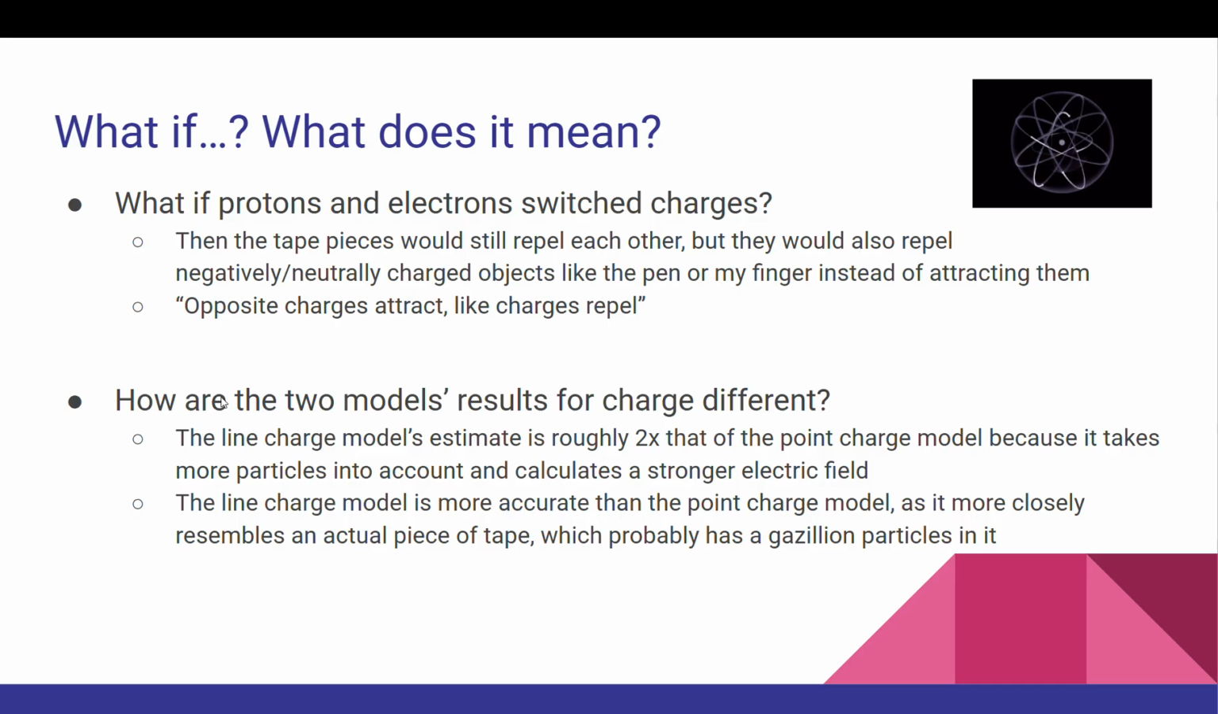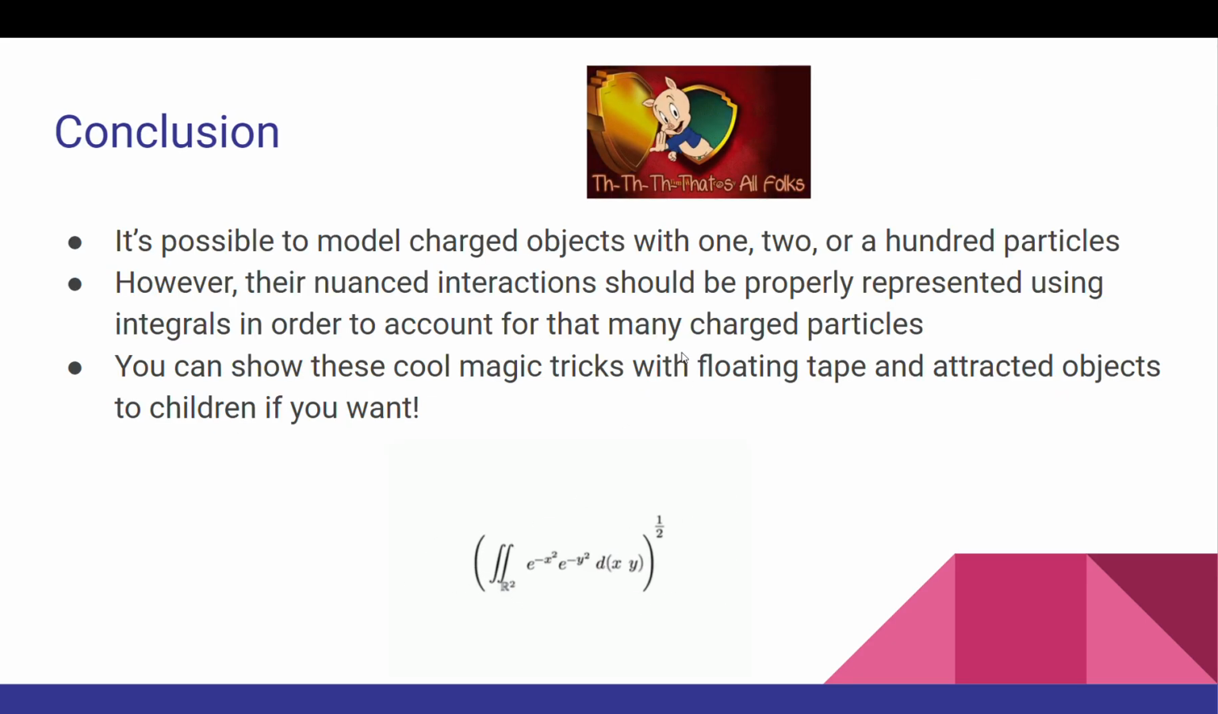objects, like, for example, the pen or even my finger, instead of attracting them like they did previously. And also, how are the two models' results for charge different? The line charge model's estimate is roughly 2 times the amount that of the point charge because it takes in more particles into account and calculates the stronger electric field. The line charge model is also more accurate than the point charge because it more closely resembles an actual piece of tape, which probably has a gazillion or more particles in it compared to the just one particle in the original Model 1. And that's about it from my video.